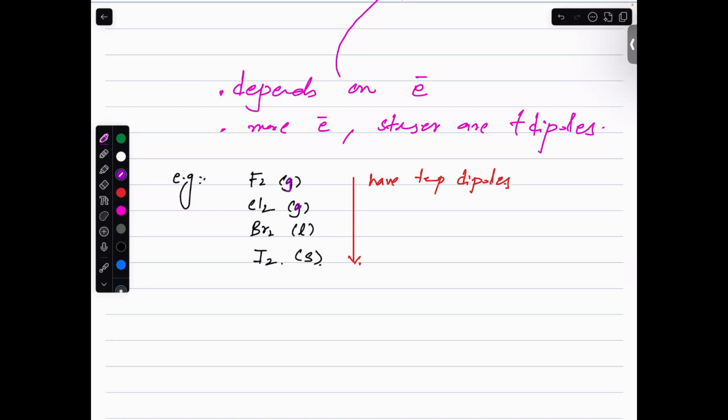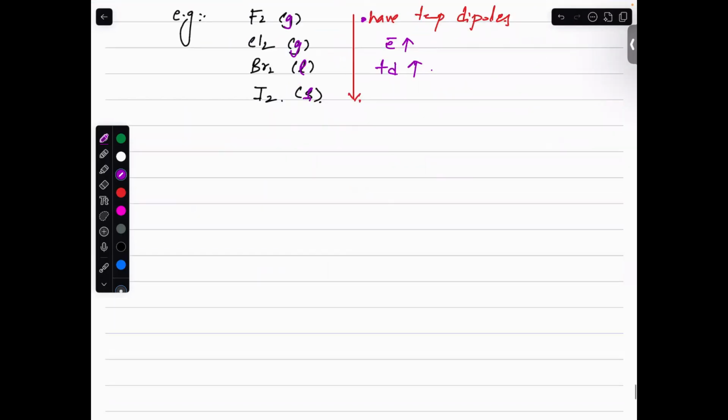Now, why are they changing from gas to liquid to solid? Why are they changing this way? This shows that their temporary dipoles are getting stronger. The electrons are more, so the temporary dipoles are getting stronger. Therefore, they are changing from gas to liquid to solid. And exactly the same situation applies to this.